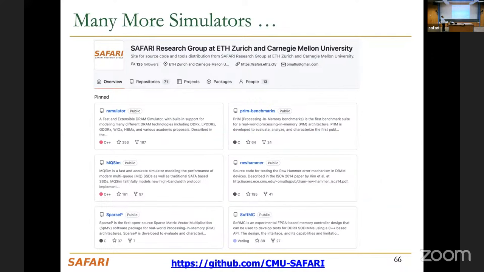And on our website, there are many more simulators. It's not only simulators on our website. We have simulators and implementations of different papers that we have published. For example, SparseP is a library that implements many SpMV implementations, different ways of implementing SpMV for on-memory processing. Or PrIM Benchmarks is the benchmark suite that Juan has developed with his co-authors. This is also the first real benchmark suite for real PIM systems.